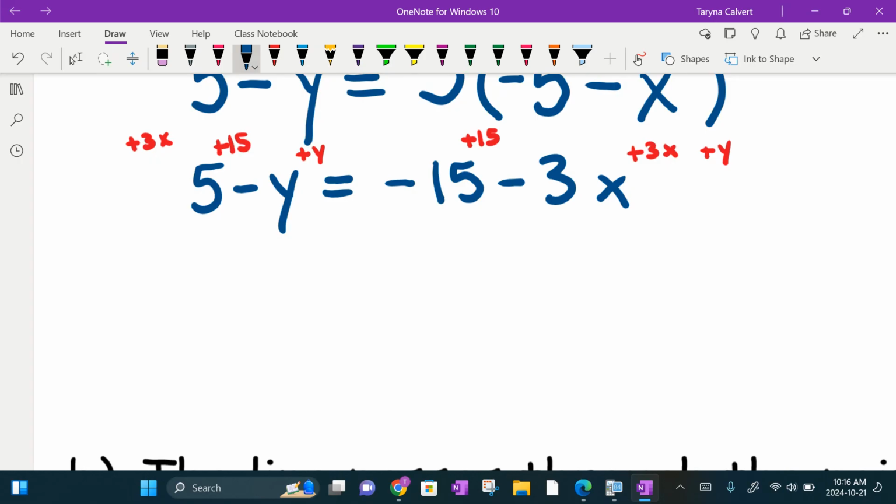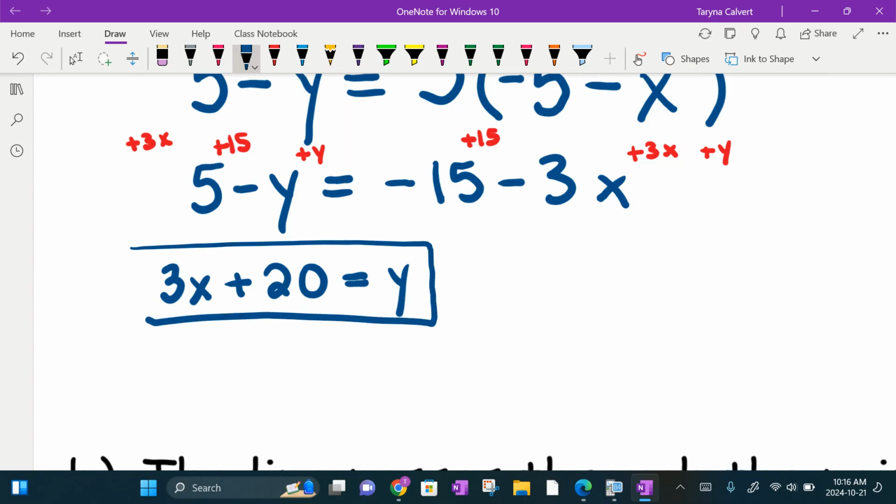All right, so here we go. On this side we have a 3x, and then 5 plus 15, which is a plus 20, minus y plus y, that's now gone on the left-hand side. And on the right-hand side, the minus 15 plus 15 is gone, the minus 3x plus 3x is gone, but I still have a plus y. So are we finished? Yes.